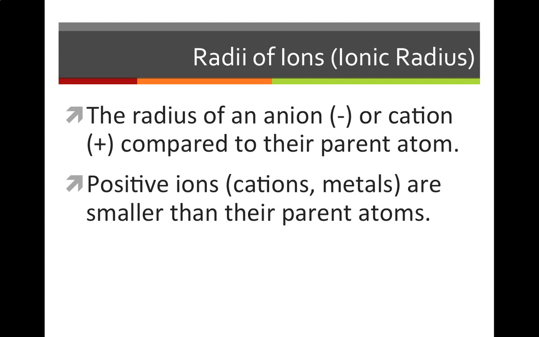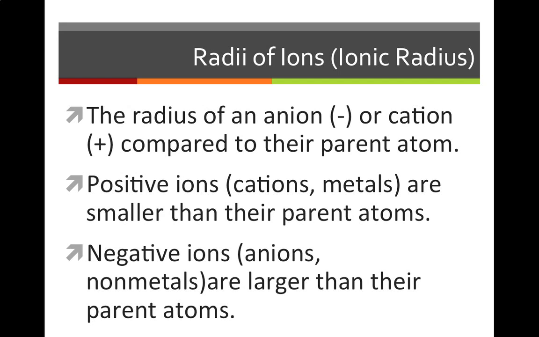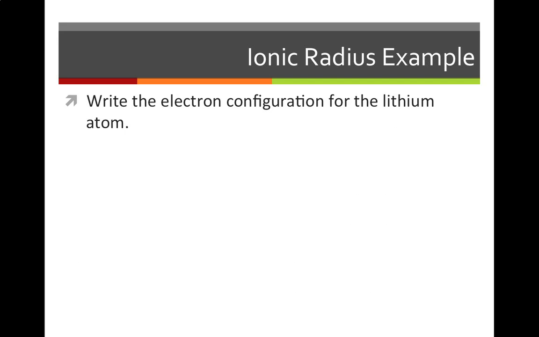Positive ions, the cations, which we know are our metals on the periodic table, are smaller than their parent atoms. That's because they've lost their outermost electron. Negative anions, on the other hand, the anions that are from nonmetals, are larger than their parent atom because they've gained an extra electron. There's more opposite charge, so it's going to get bigger than it was to start with.